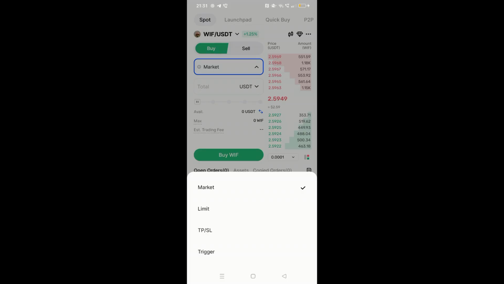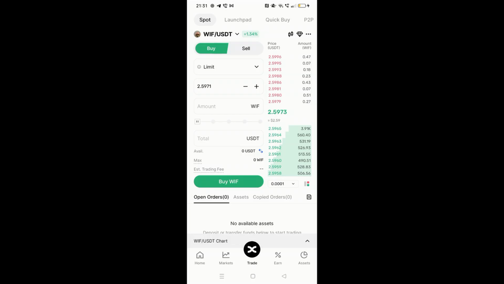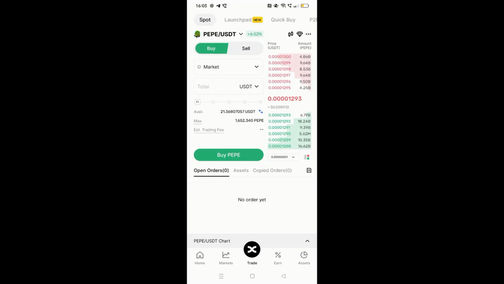For example, assuming that the last price of BTC is $20,000. If a user wants to buy BTC at a lower price of $18,000, they can choose the limit order and set the buy price at $18,000. After placing the order, the limit order will be filled automatically when the price drops to less than or equal to $18,000. Here we will buy PEPE coin on a limit order.